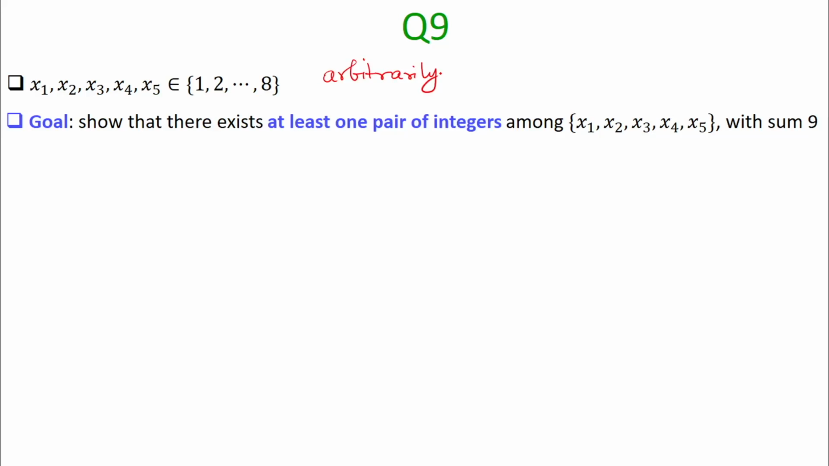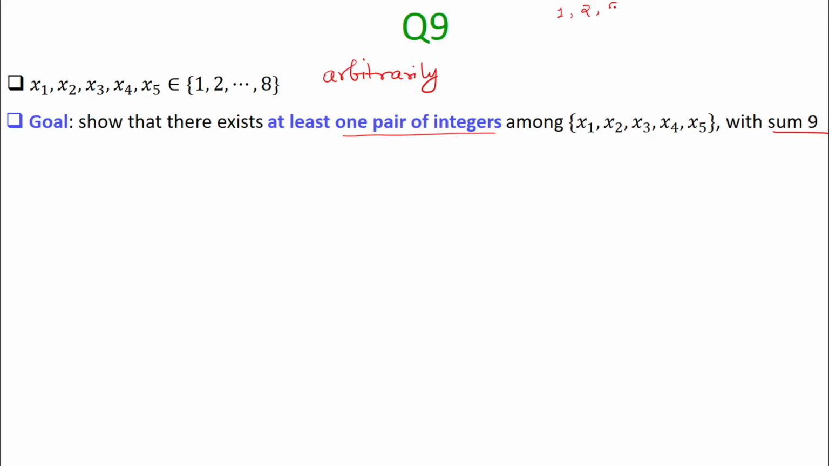Our goal is to show that, irrespective of the way you choose those 5 points, there always exists at least one pair of integers among those chosen 5 integers whose sum is 9, right? So for instance, if you pick say 1, 2, and you want to avoid the sum 9, you don't pick 6, because otherwise the statement is true.